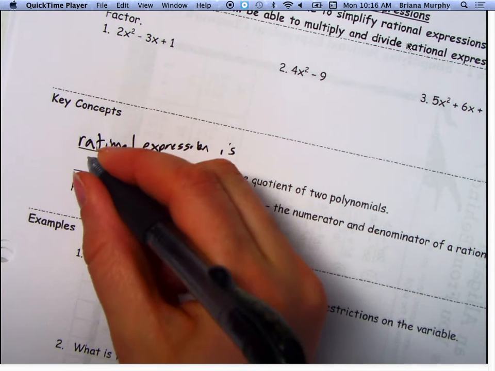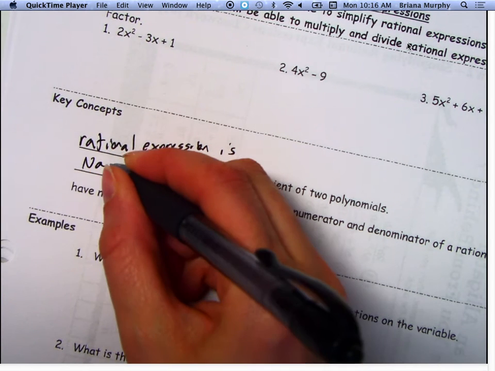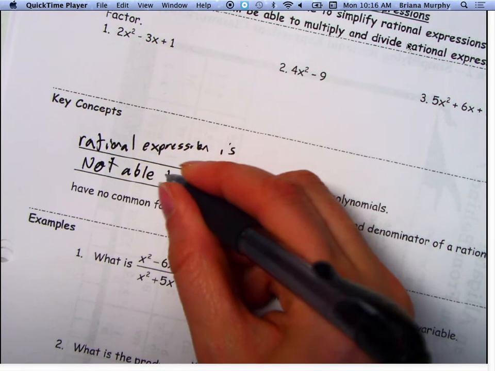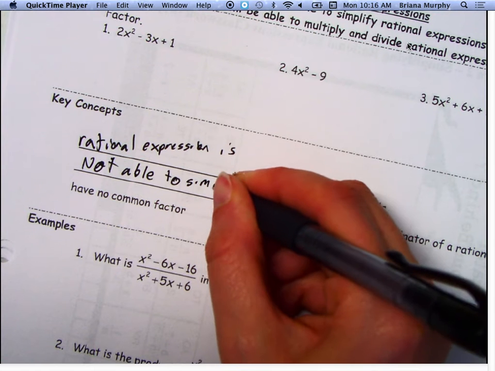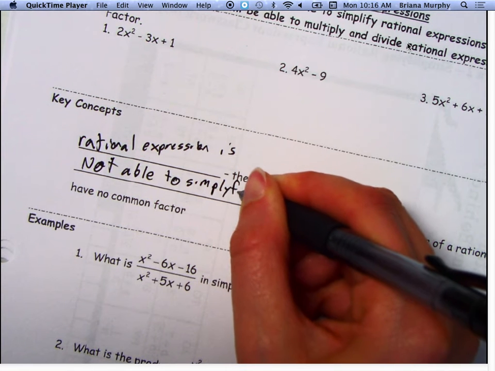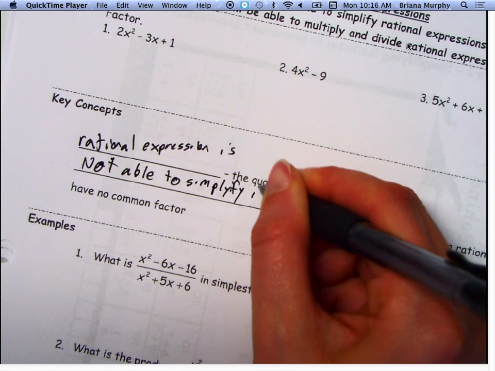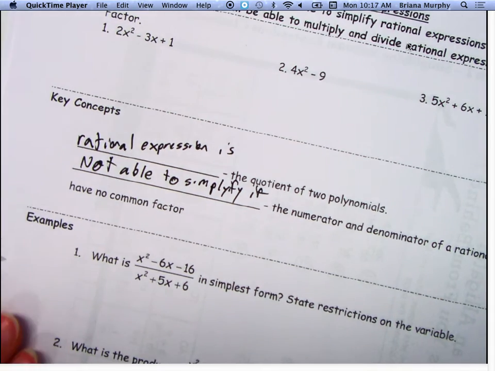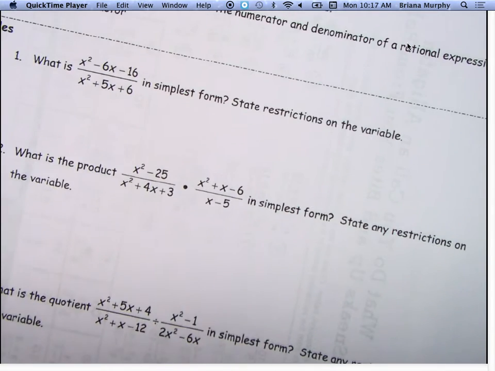So if it's not factorable, not able to simplify, if the numerator and denominator of a rational expression have no common factors, then you're done simplifying at that point. Do we have to memorize all these? Yes. Okay. Example 1. What is x squared minus 6x minus 16 over x squared plus 5x plus 6?